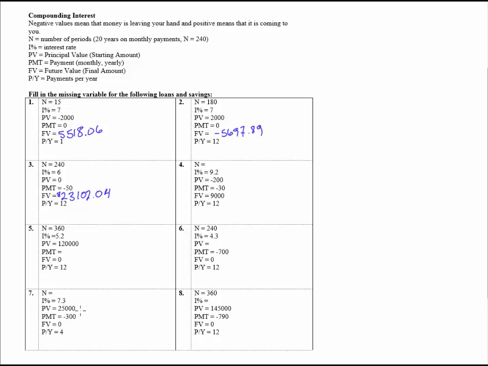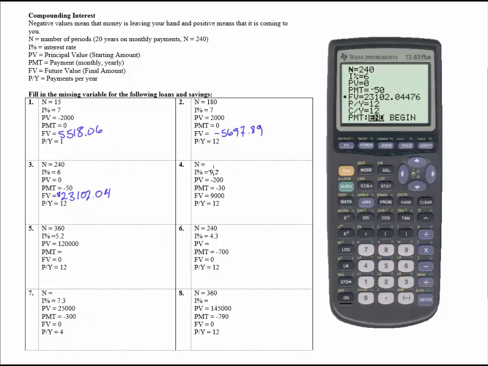All right, next one. Number 4. Ooh, this is a good one. This is saying, let's start from the bottom up. Payments per year is 12. The final value we want to be 9,000. The payment is negative 30. So what this means is we want $9,000 to be in our account to come back out to us.